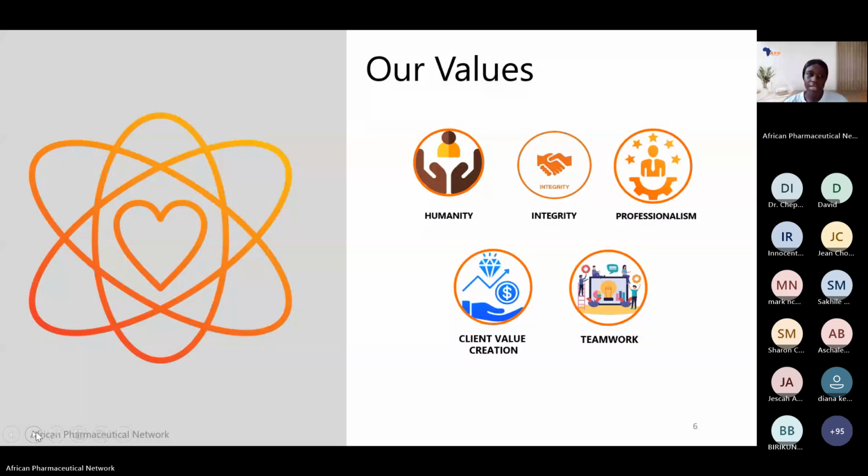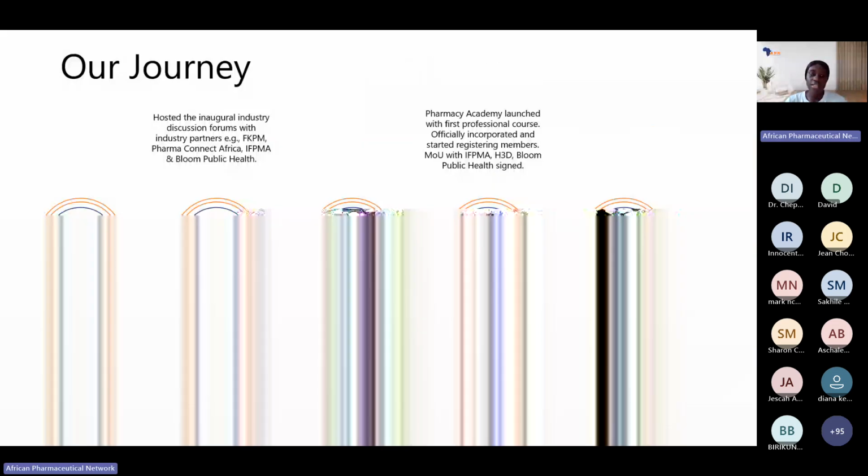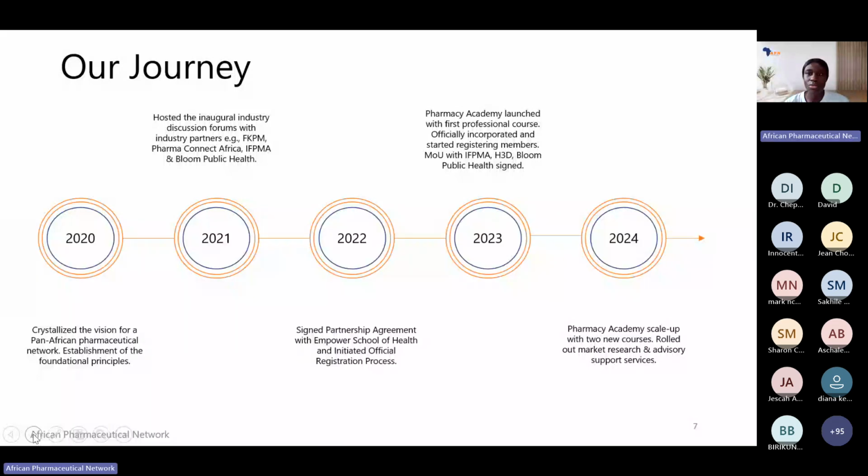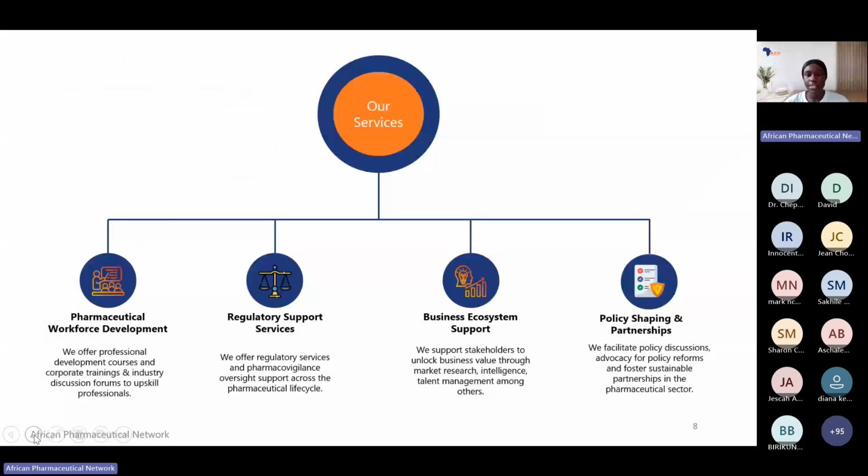So this has been our journey from 2020 to the date where we are today. We have been able to establish partnerships along the way, sharing the courses that we have in the academy that you may take advantage of. Pharmaceutical workforce development, regulatory support services, business ecosystem support, policy shaping, and partnerships.